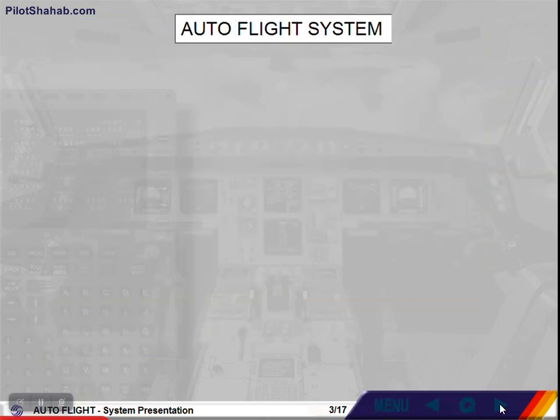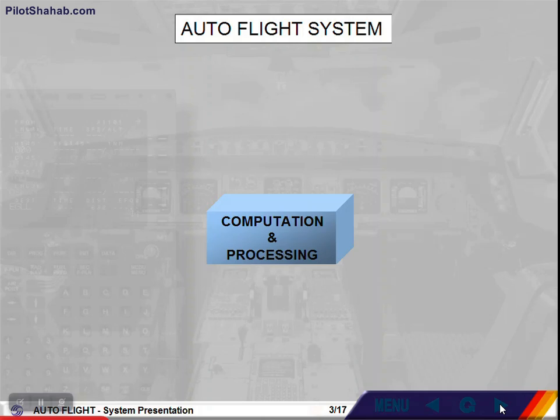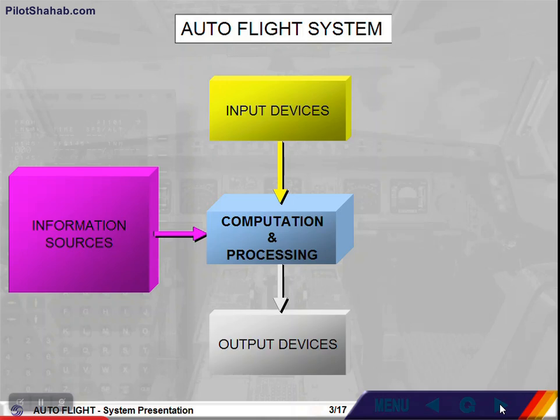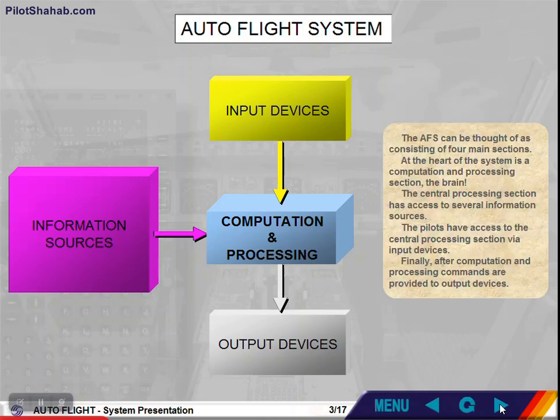The AFS can be thought of as consisting of 4 main sections. At the heart of the system is a computation and processing section, the brain. The central processing section has access to several information sources. The pilots have access to the central processing section via input devices. Finally, after computation and processing, commands are provided to output devices.